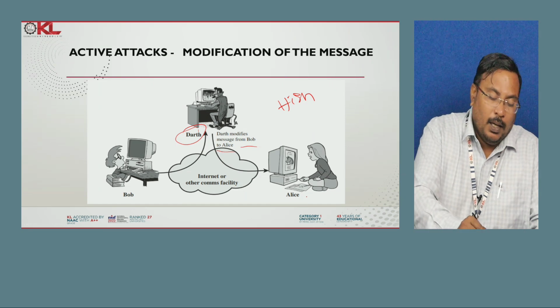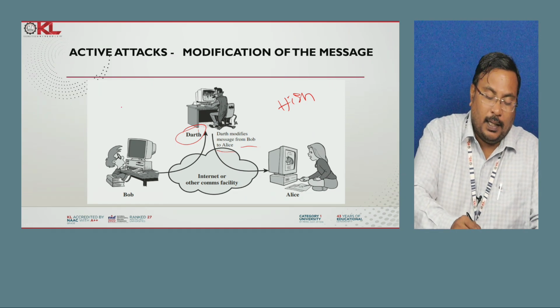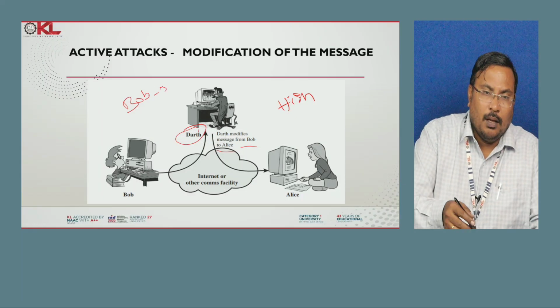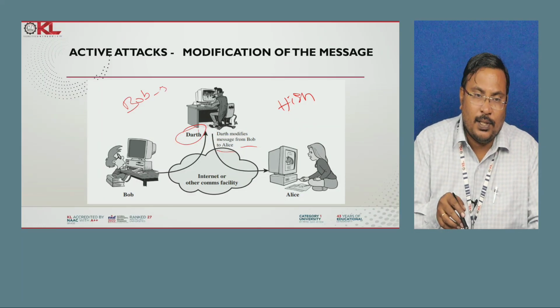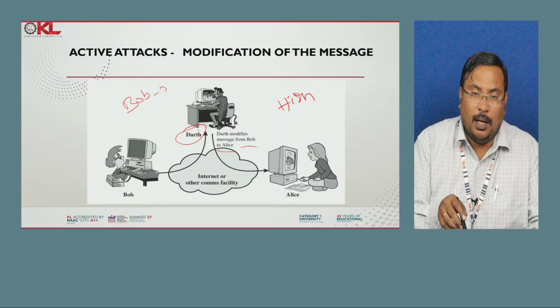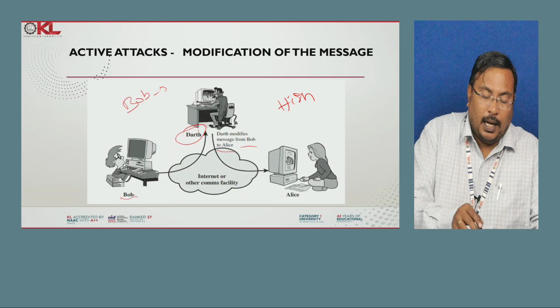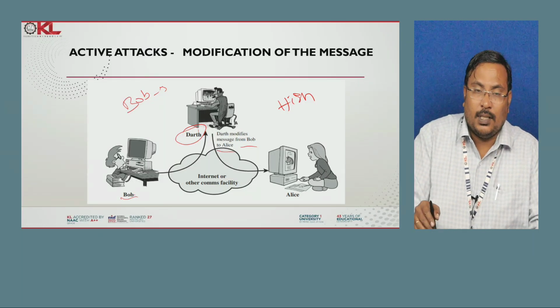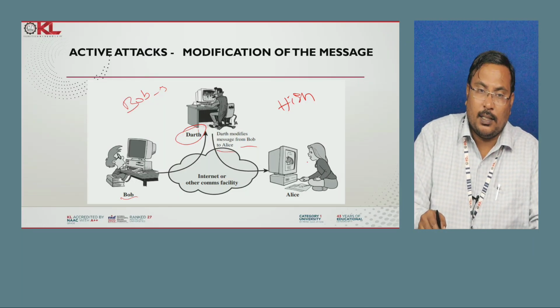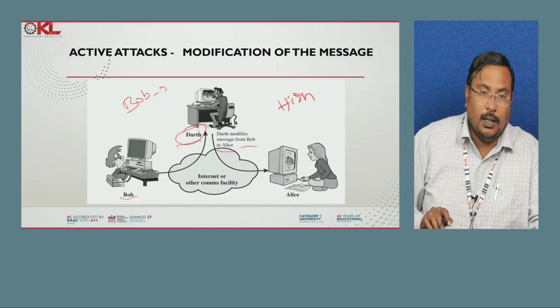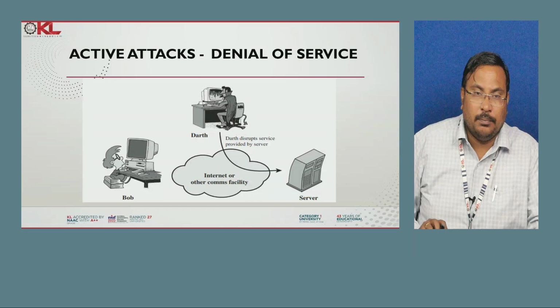Bob doesn't ask for any money, but Bob is discussing financial issues, and Darth understands this message and sends a request to Alice on behalf of Bob: I need some money sent to this account. If anybody sends the money, we think that we are helping Bob, but we are not helping Bob. That money is sent to Darth. The impact of this type of attack is very high.